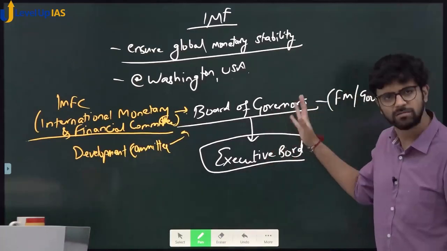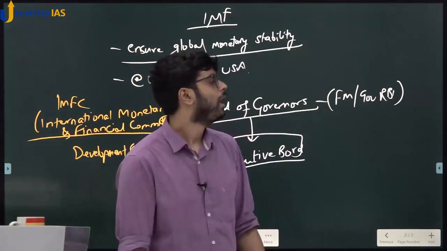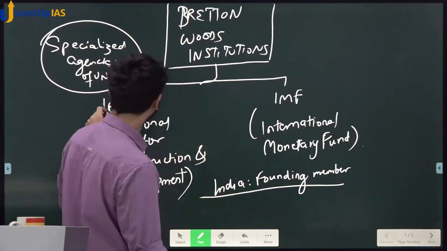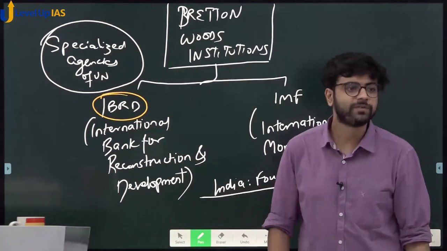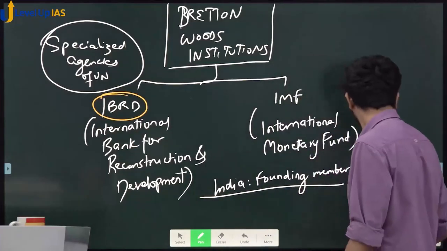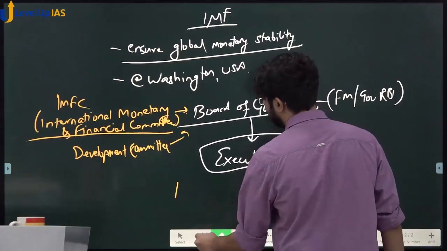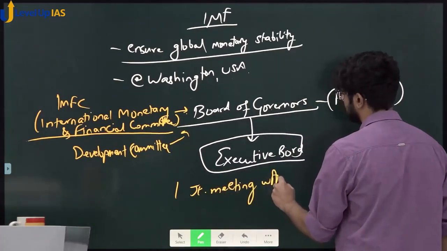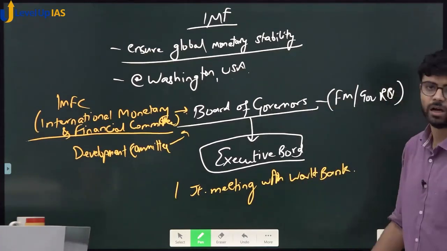So these meet once or twice a year and they discuss ki world mein ye ho raha hai, chai pe charcha and everything. They have a joint meeting with IBRD once a year also. Iske bare mein to we are yet to speak na, theek hai? This organization, today it is known as World Bank. But I will tell you what is the difference between IBRD and World Bank. So they have one joint meeting with World Bank. I am writing World Bank here because UPSC will ask World Bank only, it will not ask IBRD.